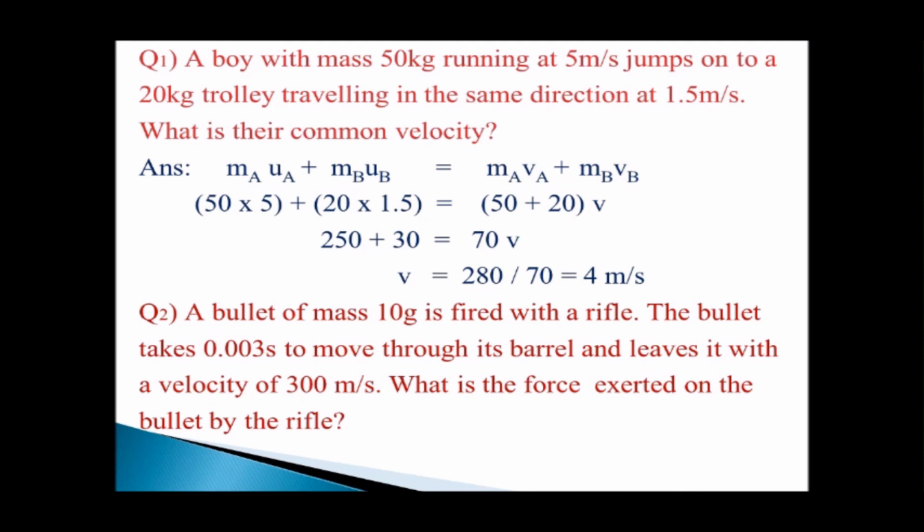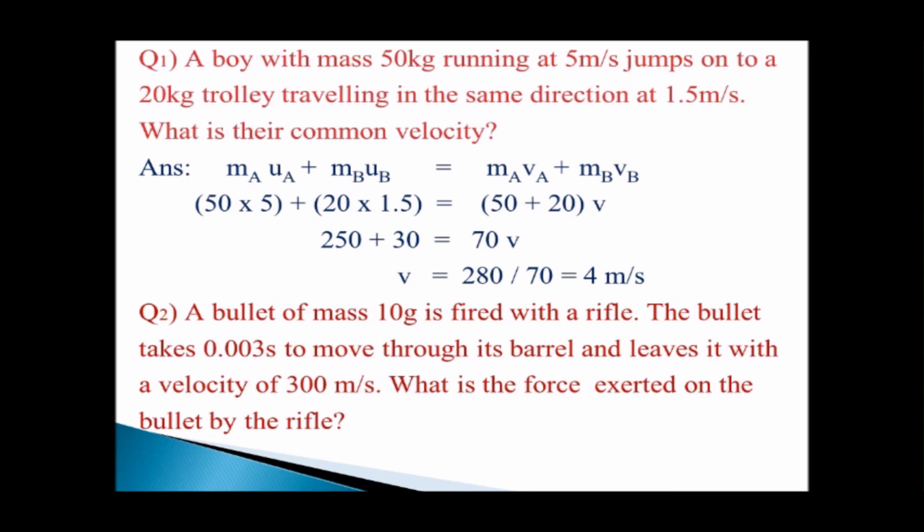See the first question given here. It's a question based on law of conservation of momentum. But after jumping onto the trolley, both of them move together. So we have given a common term v to represent their final velocity. The rest of the terms are clearly given in the question so that you can solve it easily.